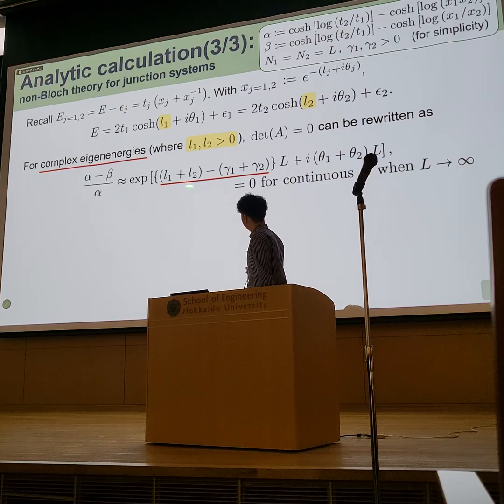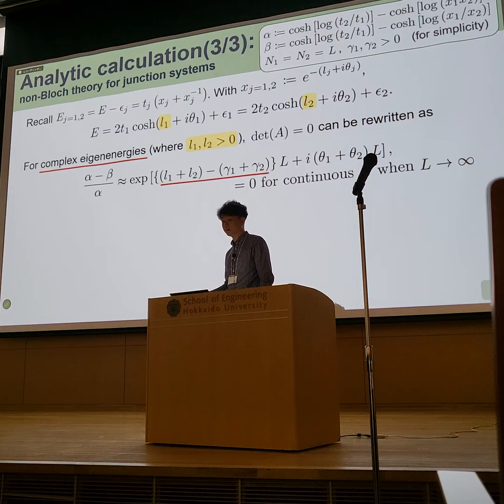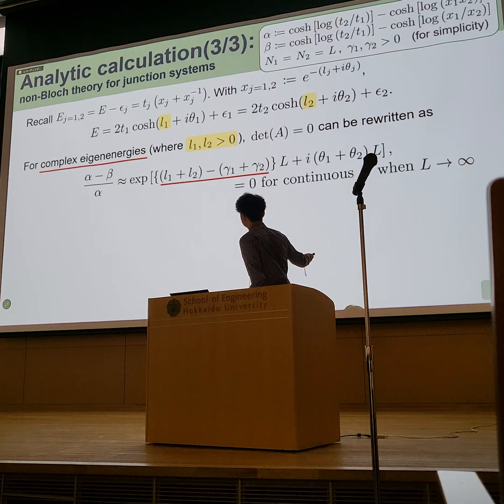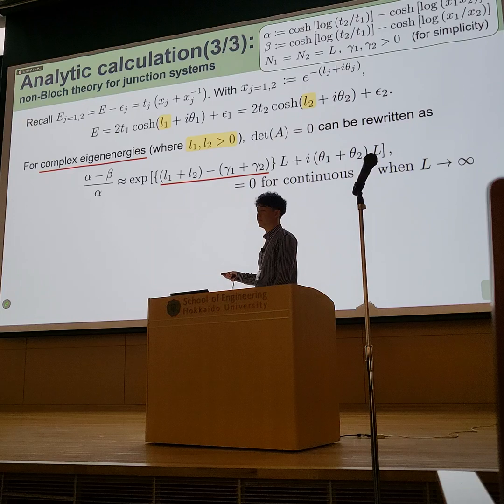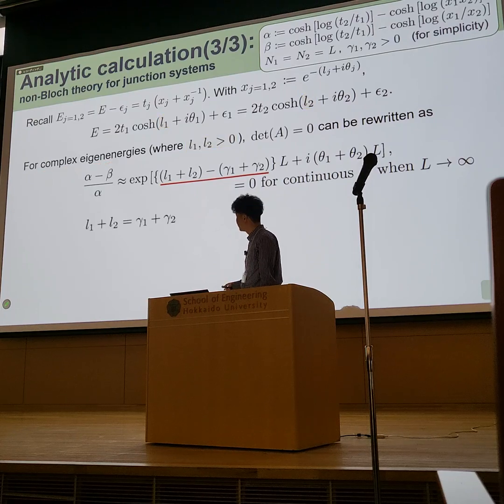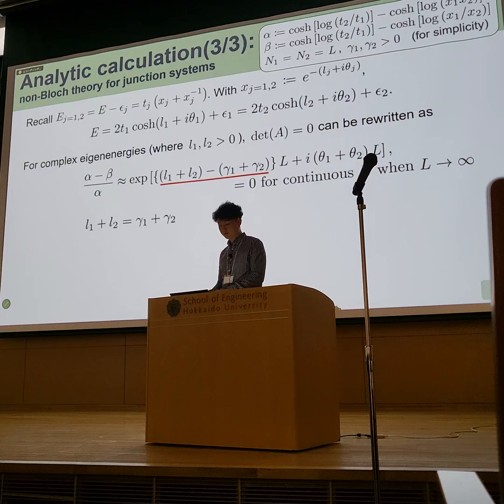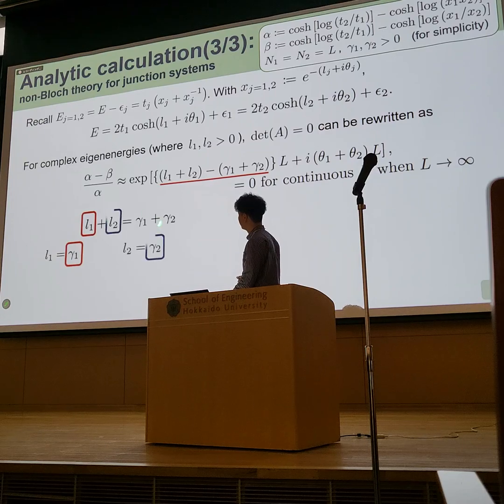For example, if this part, which is underlined in red, has a finite value, the right-hand side of this equation either converges to 0 or diverges when the system size goes to infinity. Then we cannot expect the eigenenergy to be independent of L. Therefore, we conclude that this part must be 0. In other words, L1 plus L2 must be equal to gamma 1 plus gamma 2. The simplest solution we can think of is when L1 matches gamma 1 and L2 matches gamma 2.